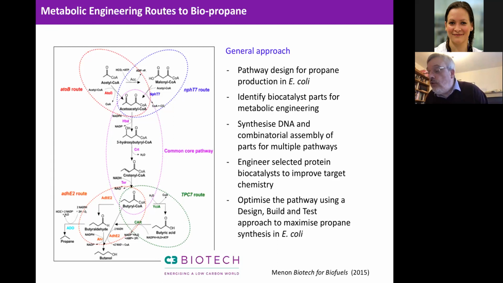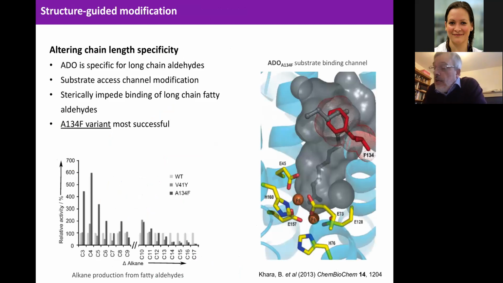And having assembled these early pathways, we then set out to optimize by switching in and switching out new variants, or by eliminating competing pathways through targeted knockout of genes to ensure we direct metabolites to the desired product, propane. So repurposing of ADO by protein engineering was the first challenge.